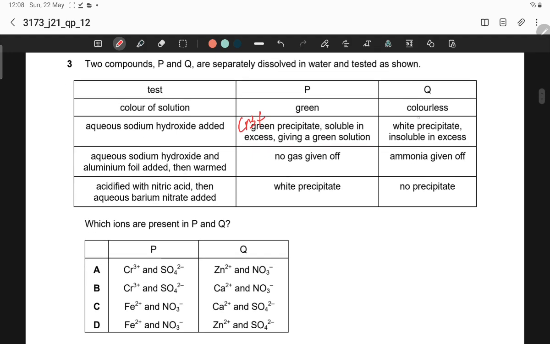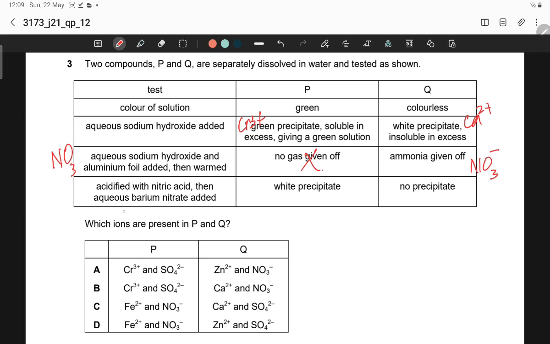White precipitates insoluble in excess: the white ions can be calcium, which is only insoluble in excess. Then aqueous sodium hydroxide and aluminium foil are added and warmed. This is the test for nitrate ions. No gas given off is an incorrect observation; ammonia gas given off is correct. So in Q, nitrate ions are present, but in P, nitrate ions are absent.